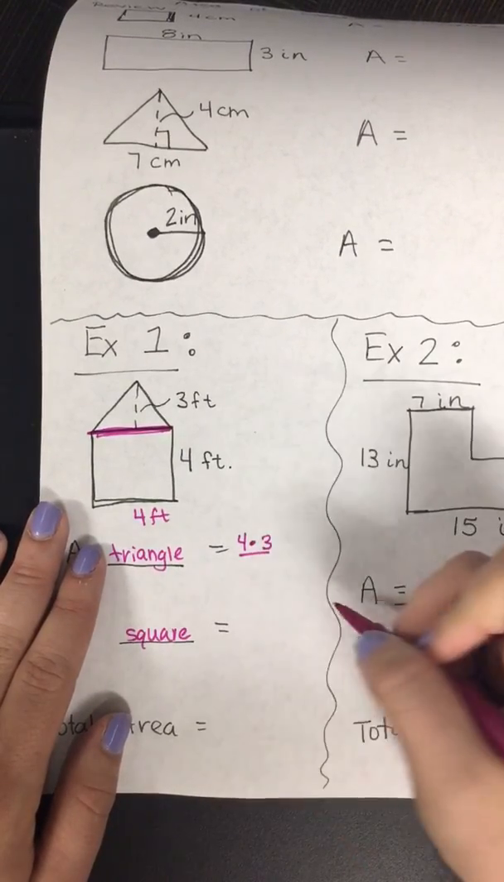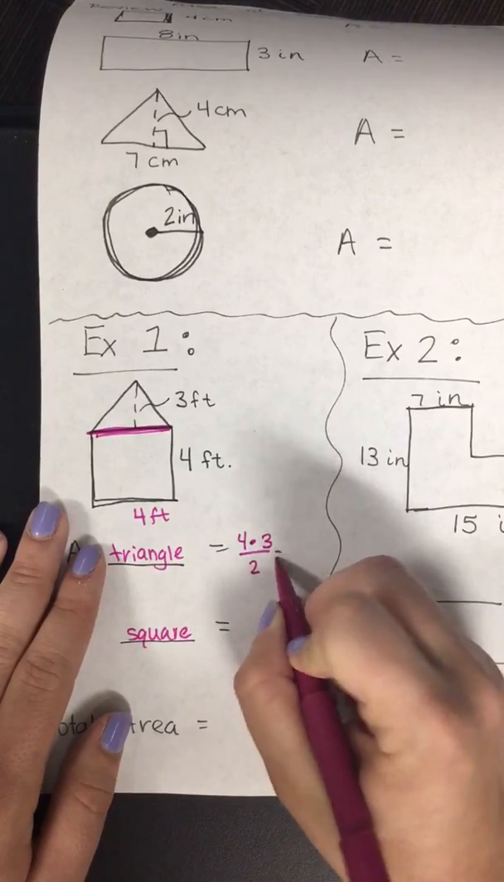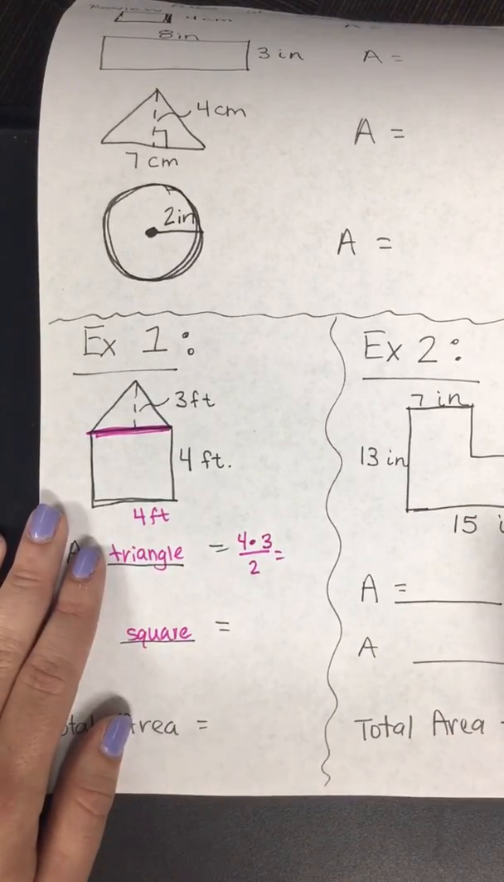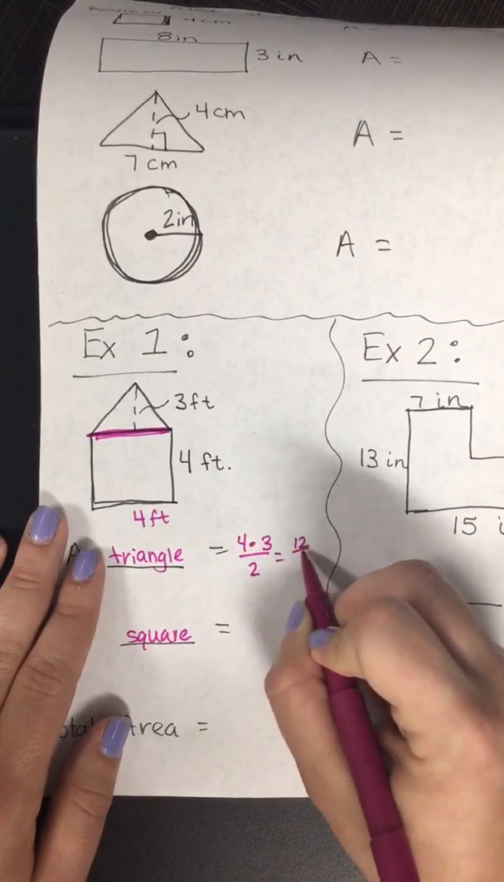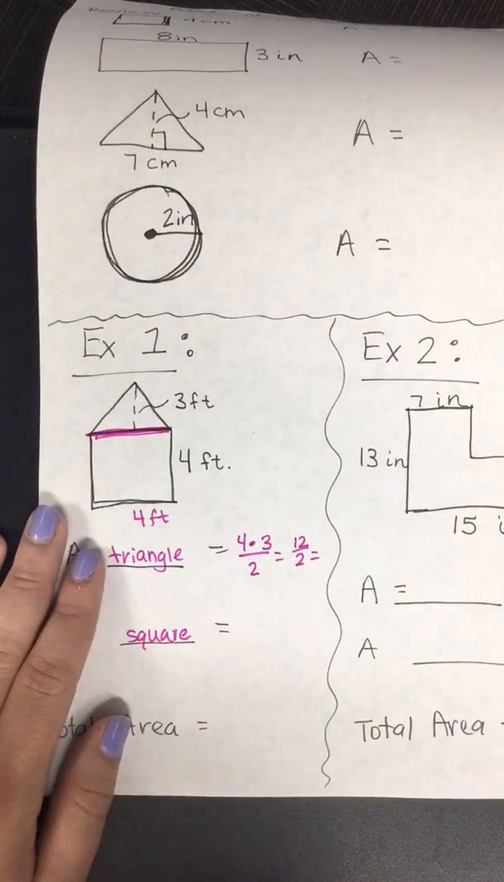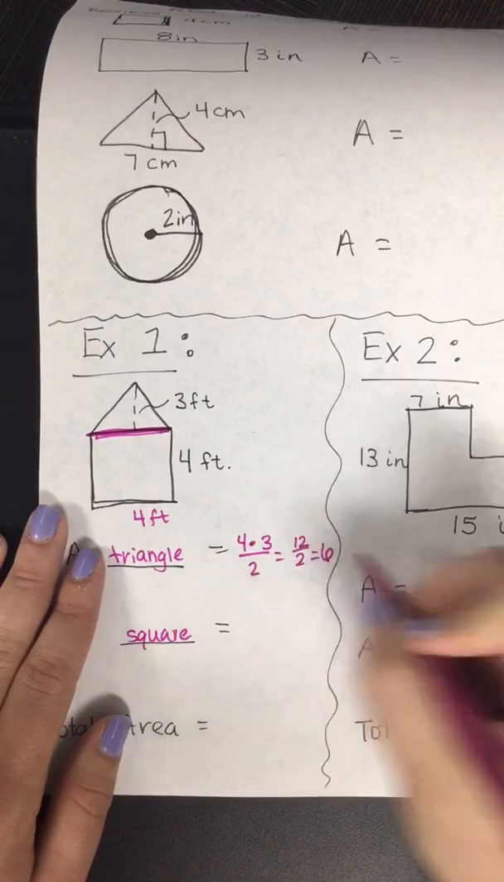3. And then we're going to take that divided by 2. Because the formula for area of a triangle is 4 times 3 divided by 2. 4 times 3 is 12. 12 divided by 2 is 6.